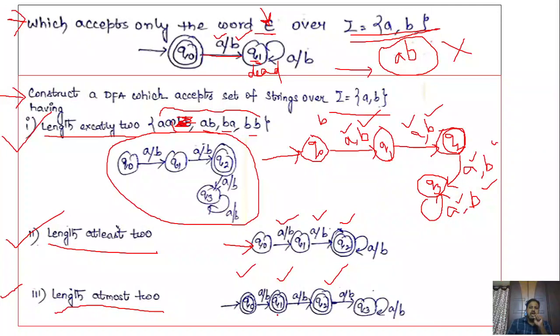And from q2, if you get either a or b, we need to go to the dead state, because the DFA must not accept a string of length greater than 2. So in q2, if you get any symbol, either a or b, you must move to the dead state. That will make the invalid strings get rejected.